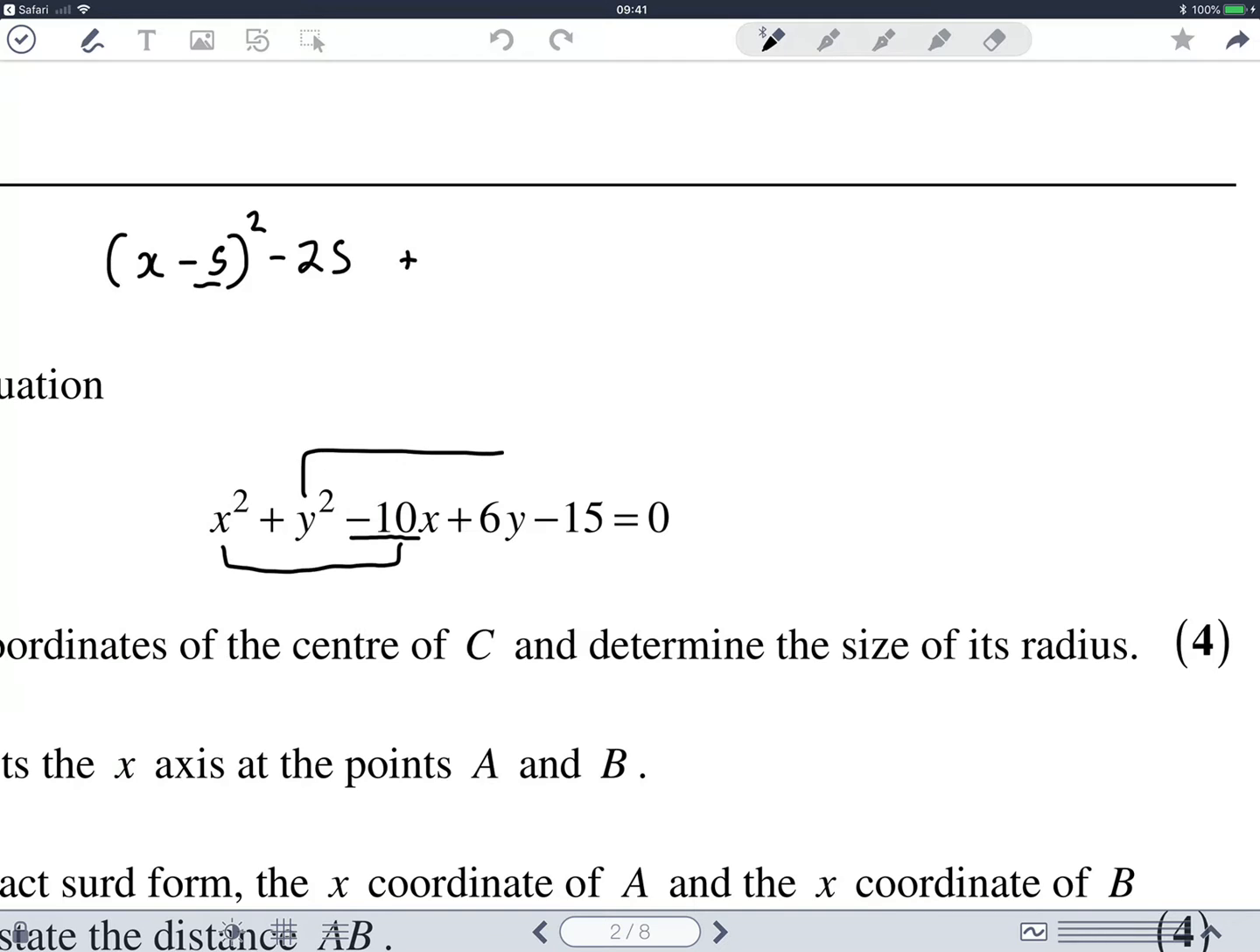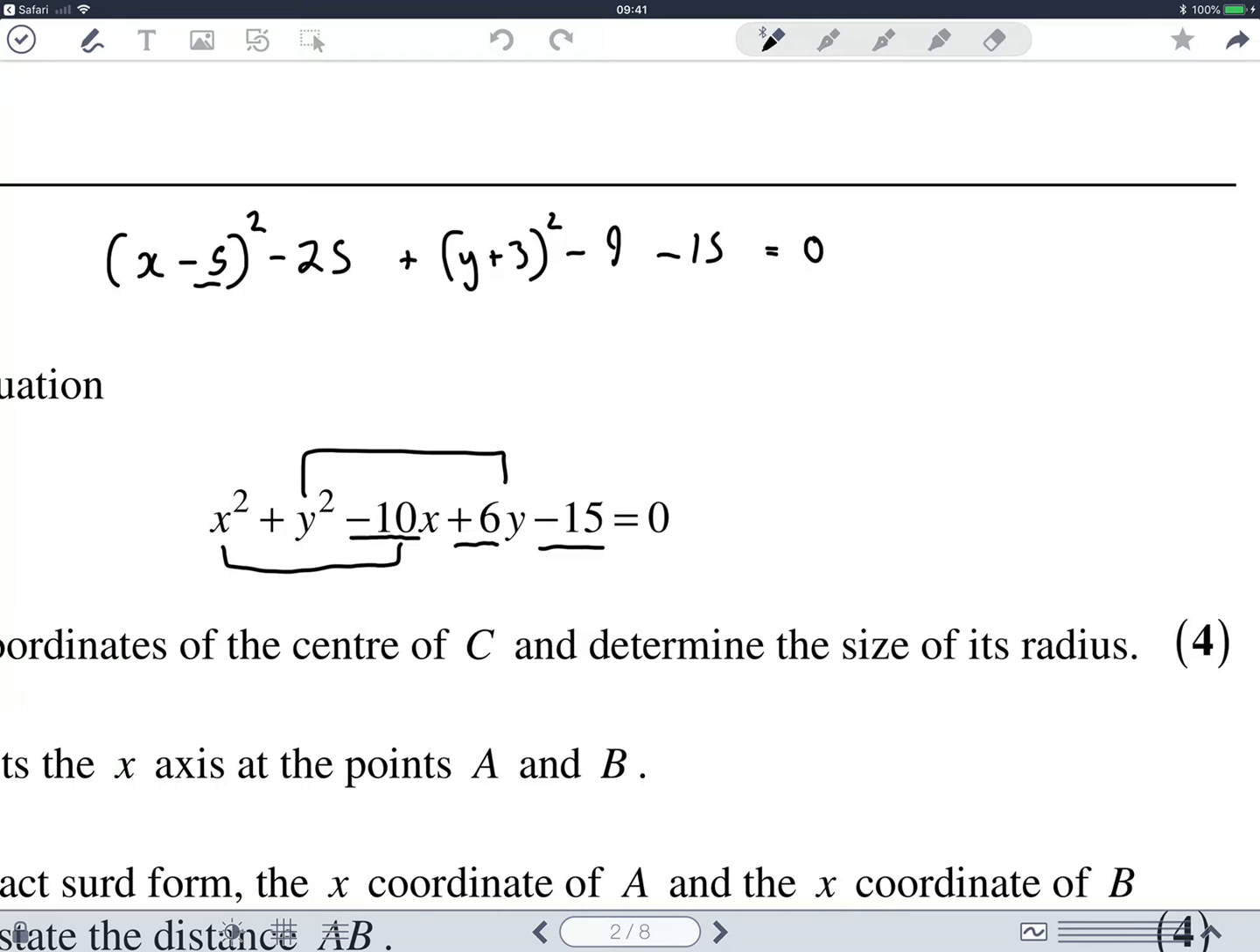Plus, and then we collect the y term. So y squared plus 6y is going to become y plus 3 squared. Always halve the coefficient of the y term, and then take away that squared to get minus 9. And then don't forget there's a minus 15 floating around here equals 0.